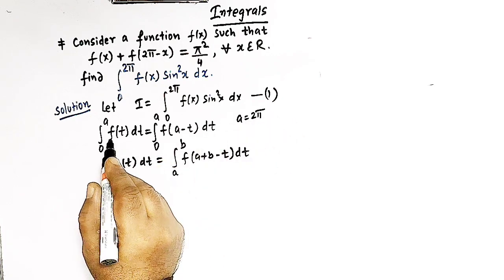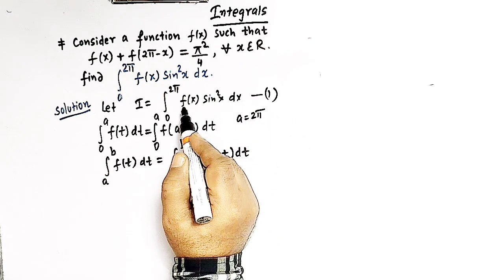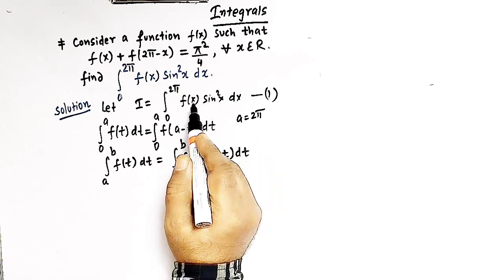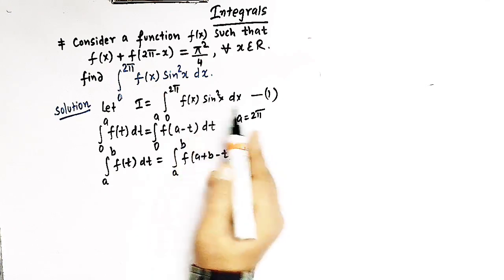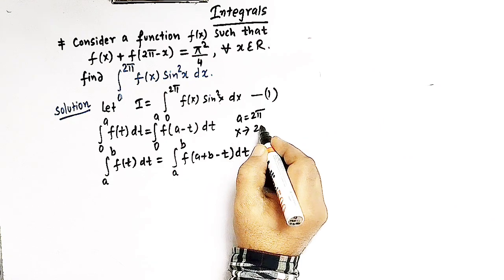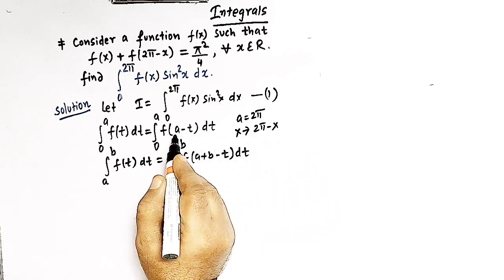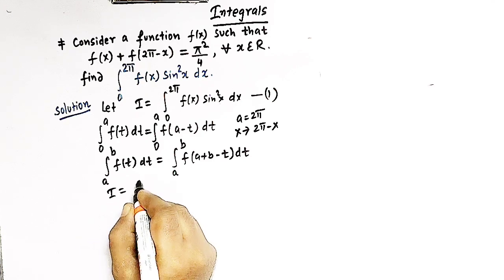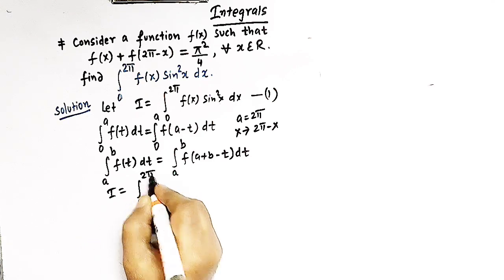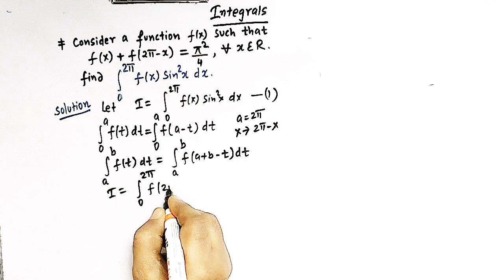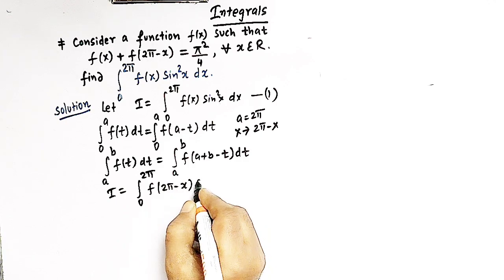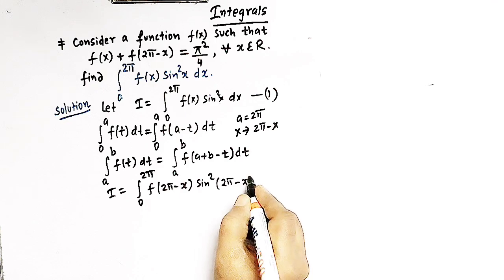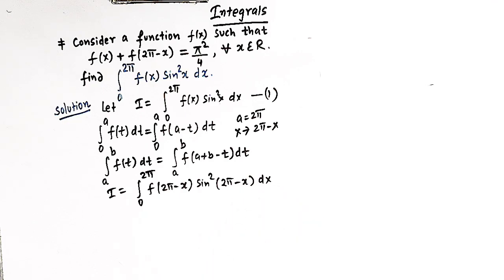And for f of t, here we have this function, that is f of x sine square x. So let us replace all these x by 2 pi minus x due to this property, right? So we have now I is equal to integral 0 to 2 pi, then we have f of 2 pi minus x, and then we have sine square of 2 pi minus x dx, right?